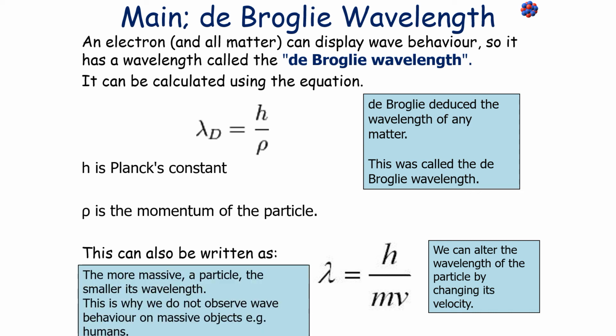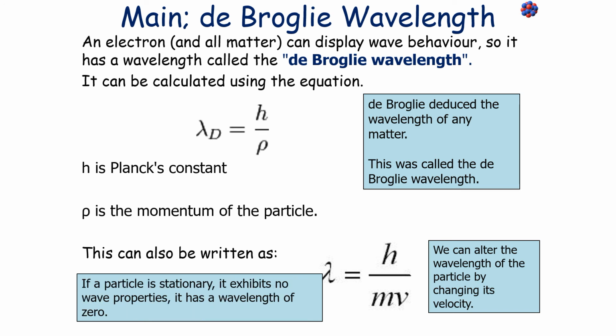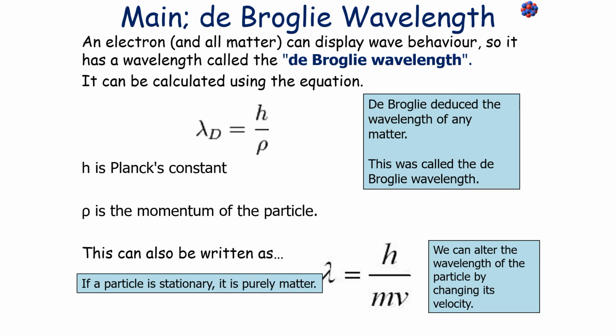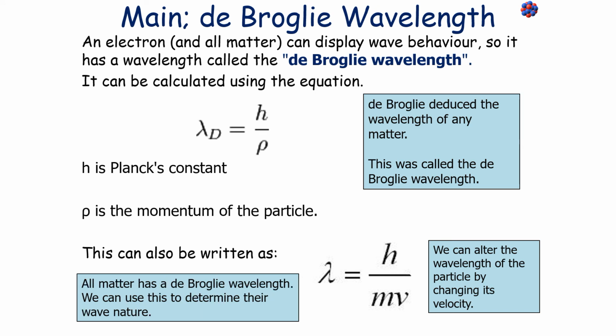The more massive a particle, the smaller its wavelength, which is why we don't observe wave behavior on massive objects such as humans. The faster we move a particle, the smaller its de Broglie wavelength becomes. If a particle is stationary, it exhibits no wave properties. It has a wavelength of 0. If a particle is stationary, it is purely matter. Now the mass we use in this equation is the overall mass of the particle, the rest mass plus the relativistic mass. All matter has a de Broglie wavelength, which we can use to determine their wave nature.